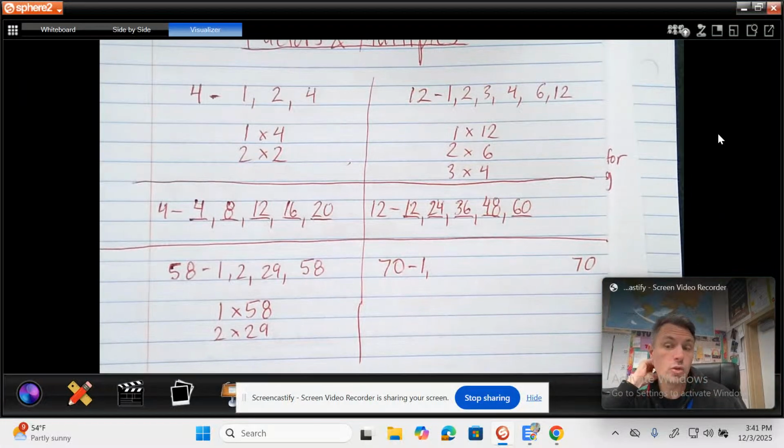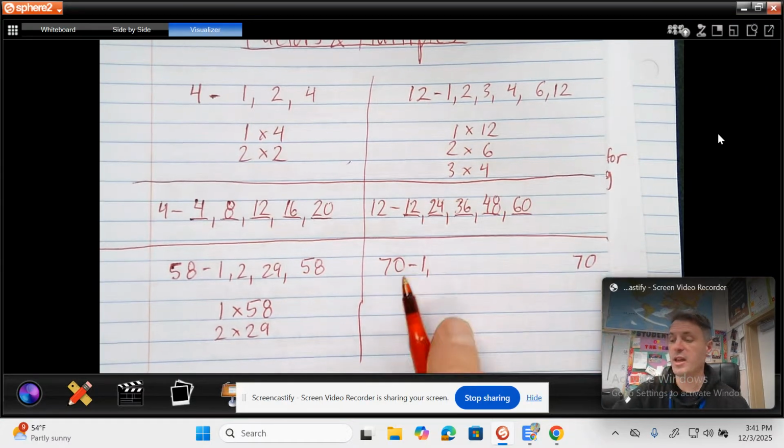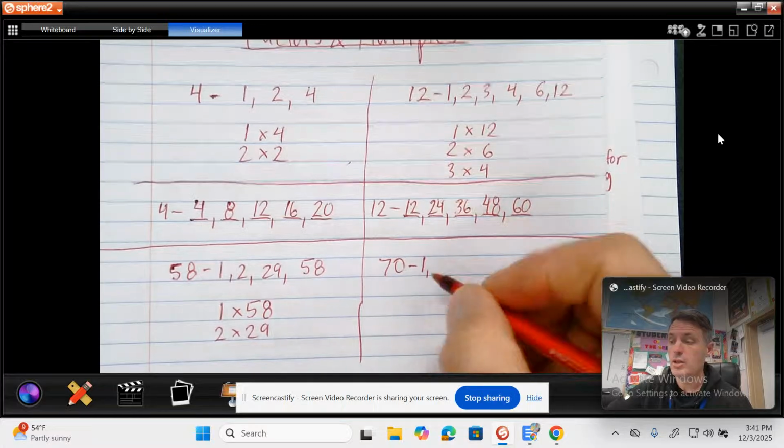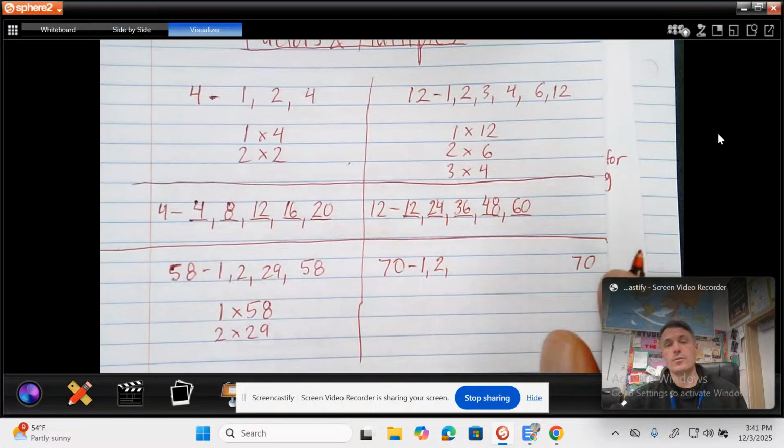Do we think 2 is a factor of 70? Well, 2 is a factor of every even number. And every number that ends with a 0 is an even number because it's a multiple of 10. And since it's a multiple of 10, it's even. So it also has to be a multiple of 2. So 2 is a factor of 70.